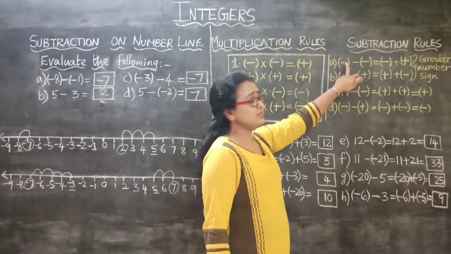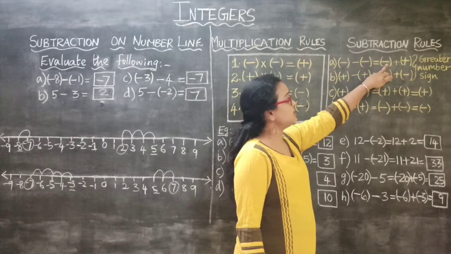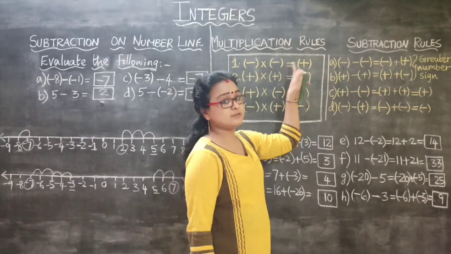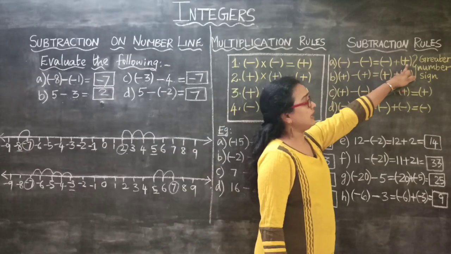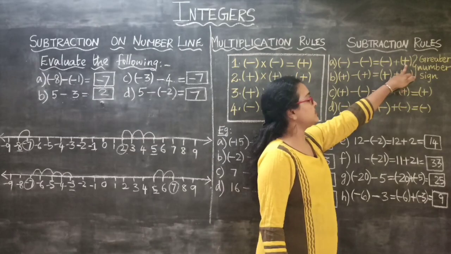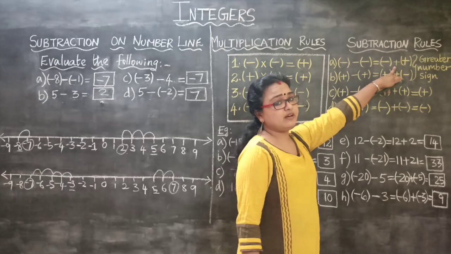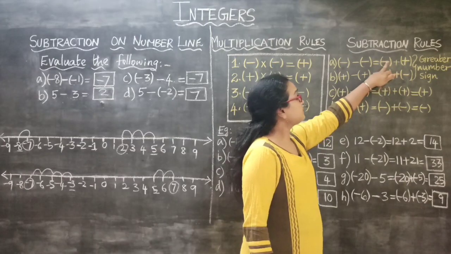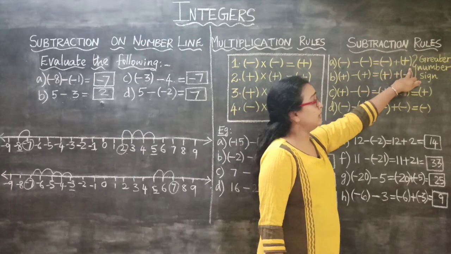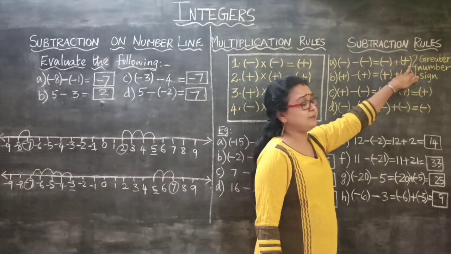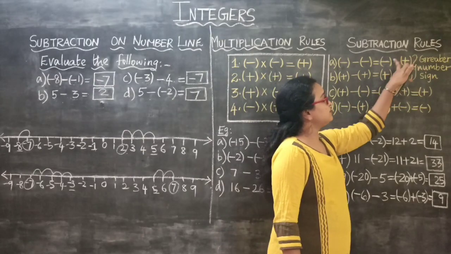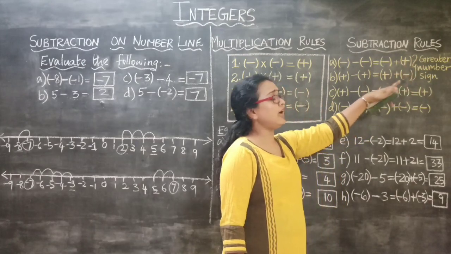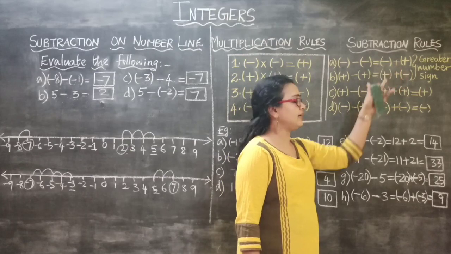So the first number remains as it is, and minus into minus is plus. The second number is changing into a positive integer, and here we have to specify the positive symbol. So minus, plus, plus. When we are doing this addition, the sign of the greater number will be the answer, right? For the answer, we have to specify the sign of the greater number.